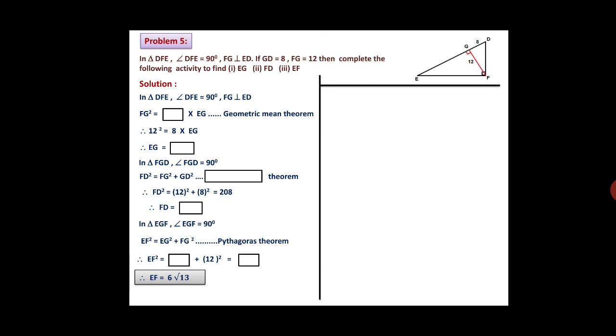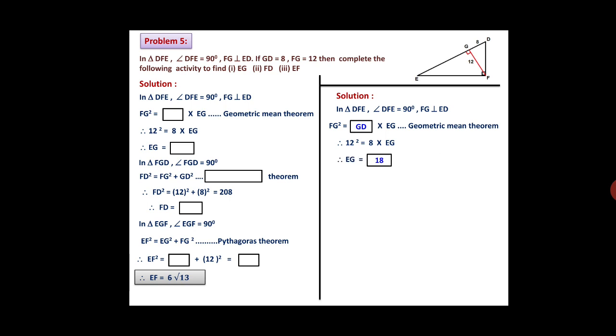So let us try this one, how it is coming. In the figure, DFE angle F is 90, FG perpendicular to ED, therefore FG square is equal to GD into EG. GD into EG, this is the geometric mean theorem. The requisite value in the box is GD. Now FG, that is 12 square, equals 8 into EG. GD's value is 8. So EG you are getting as 18. 12 square is 144, upon 8, that is 18.